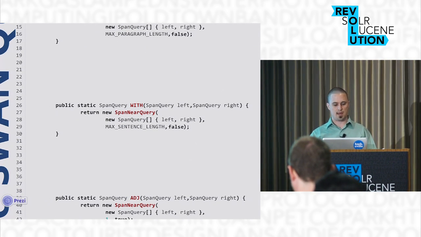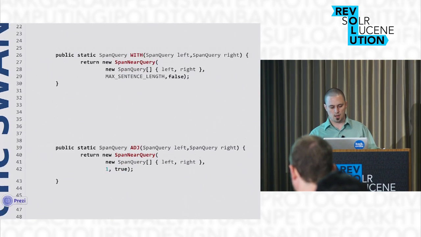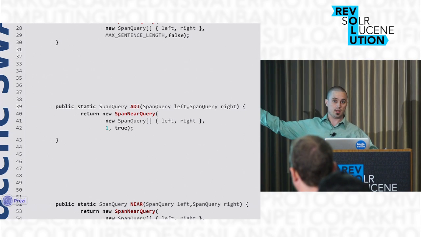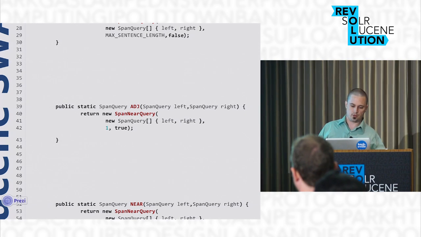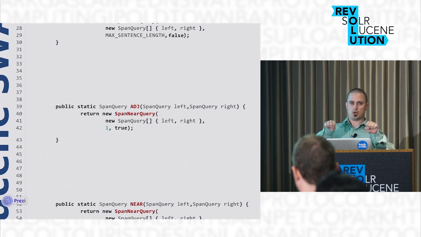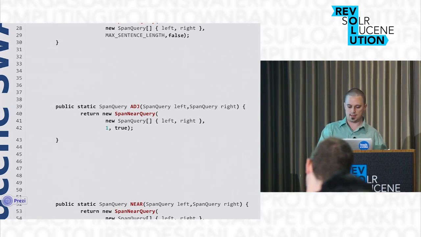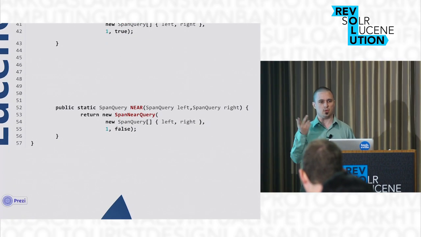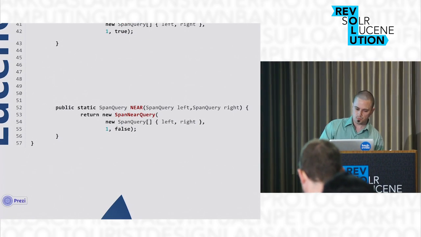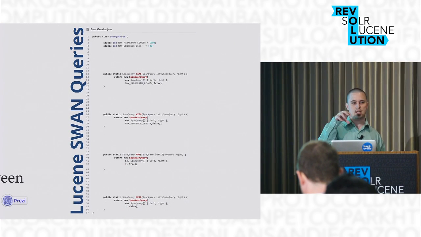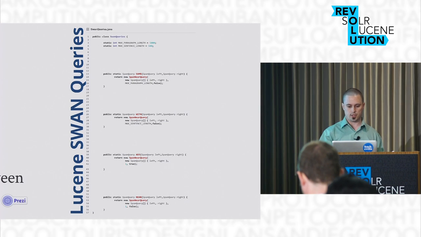Instead of paragraph, it's max sentence length. For the adjacent operator, this is the only one where the order does matter, so we turn the last argument to true. And since we're talking about adjacency, the position is 1 now. Similarly for near, it's the same thing as adjacent, but order doesn't matter. Keep this class in mind, because later we're going to use this helper class to build our search out.